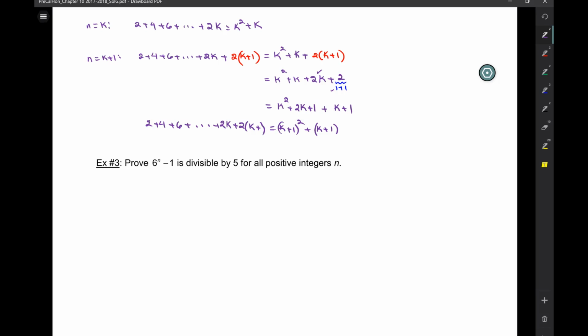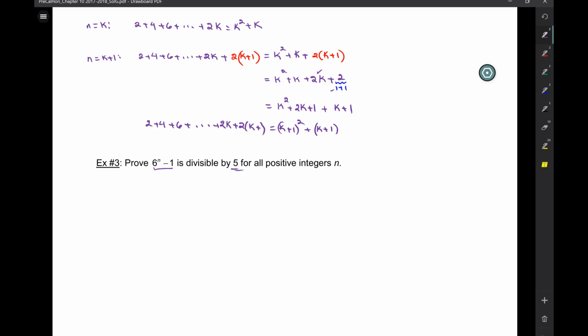We're going to start with example 3. Okay, so example 3 is a different type of question, right? It's asking, prove that 6 to the n minus 1 is divisible by 5 for all positive integers.